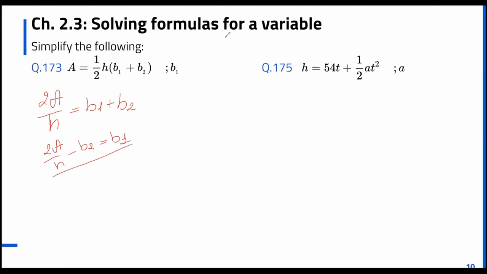I saw some people in the chat who found the common denominator for this and wrote it like this. Yeah, okay. 2a minus b2 divided by h equals b1. This is also possible, but as I said previously, you have something to do with this h as well. So it is not the final variant where you cannot do anything further. You can have either this variant or the easiest one that we were shown how to do.